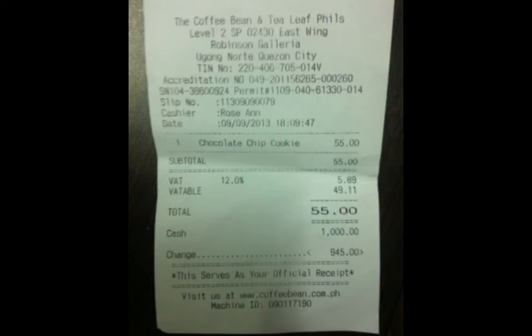Like, for example, the receipt you're looking at, that was a Coffee Bean in a mall. And in that mall, there were 5 other coffee places besides Coffee Bean where people can go and buy coffee. So of course, there's a lot of competition we had to look at.